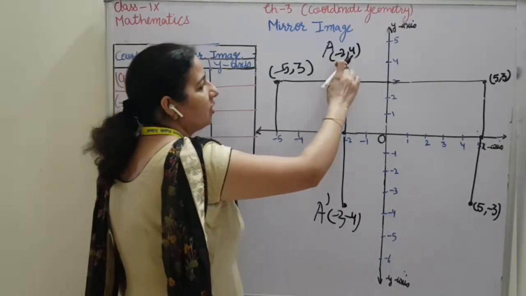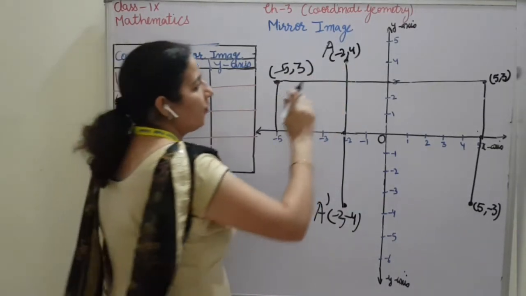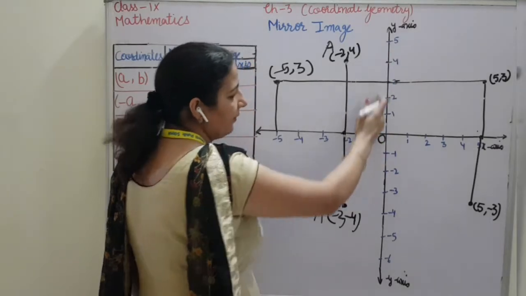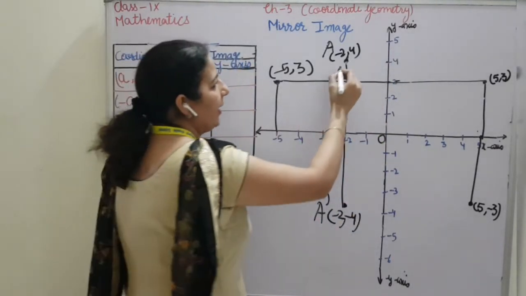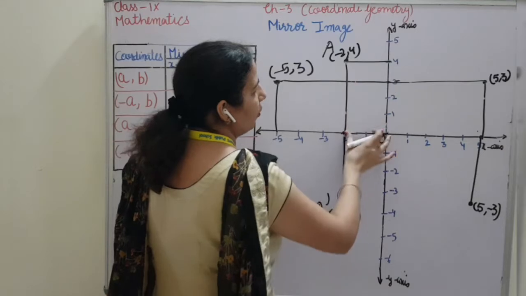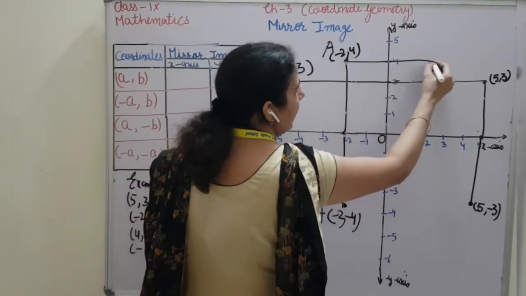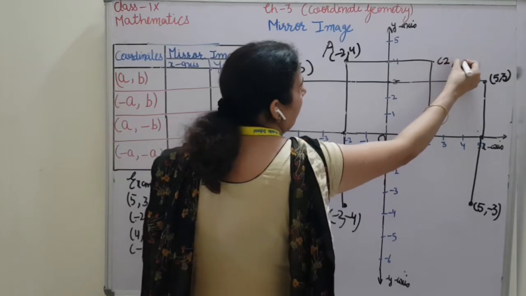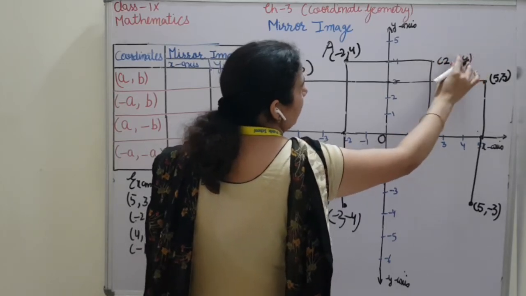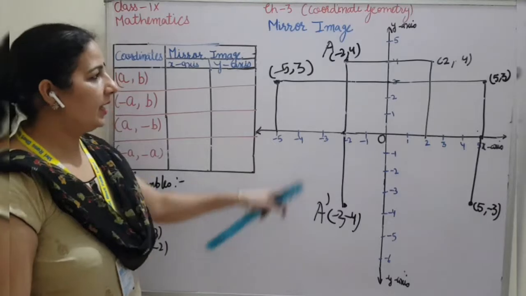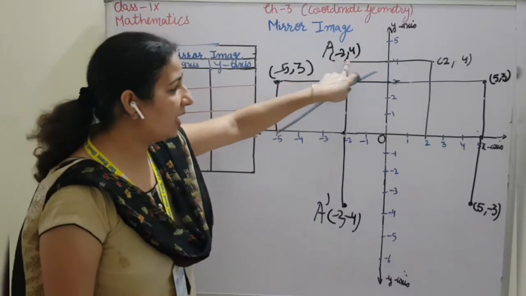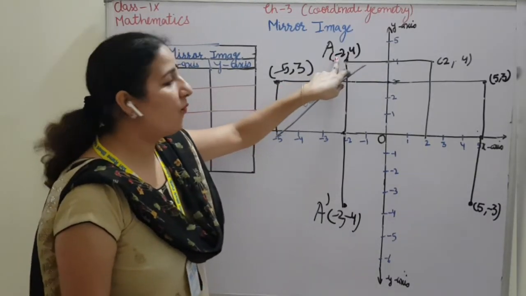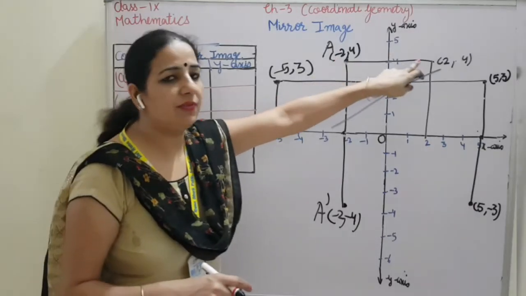What is the mirror image of (-2, 4) from the y-axis? So the y-axis will be the mirror for us. Then this distance is 2 units. Now move 2 units this side and this will be the point: (2, 4). For the mirror image from the y-axis, the y point will remain the same, x will be changed.